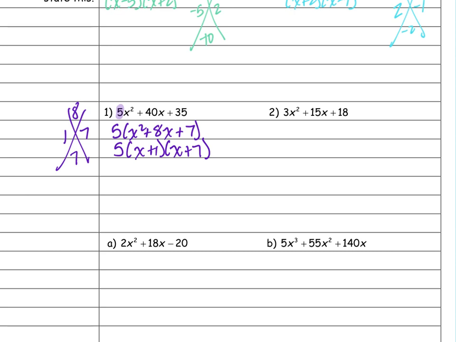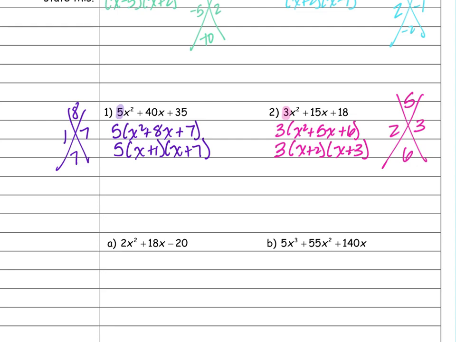So the second one has a coefficient of 3, and I want to see if 3 goes into 15 and 18, and oh my gosh, it does. So I'm going to take a 3 out, and I get x squared plus 5x plus 6. And then I need two numbers that multiply to be 6 and add to be 5. 2 and 3. So my final answer would be 3 times x plus 2 times x plus 3. Questions on that one?